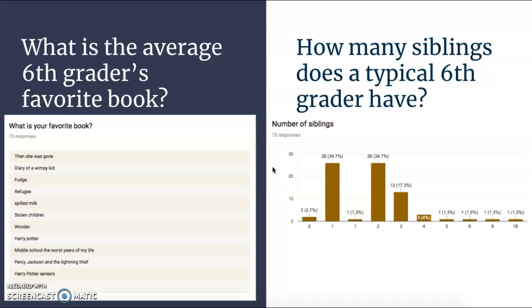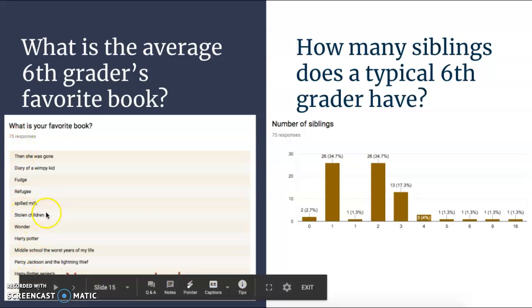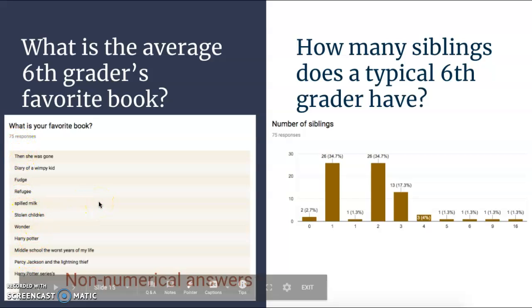Let's compare these two. So what is the average sixth grader's favorite book? Sounds really good, but it's not statistical because these again are non-numerical answers. It just has to list out all 75 students' favorite books. It can't figure out if they are the same or not.